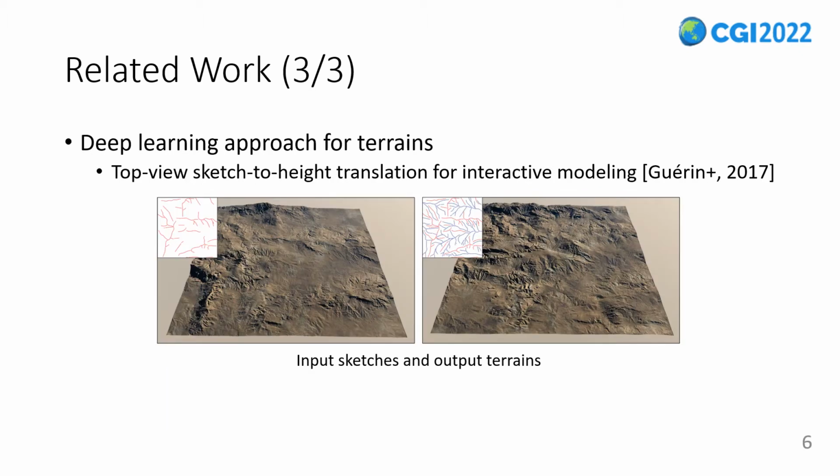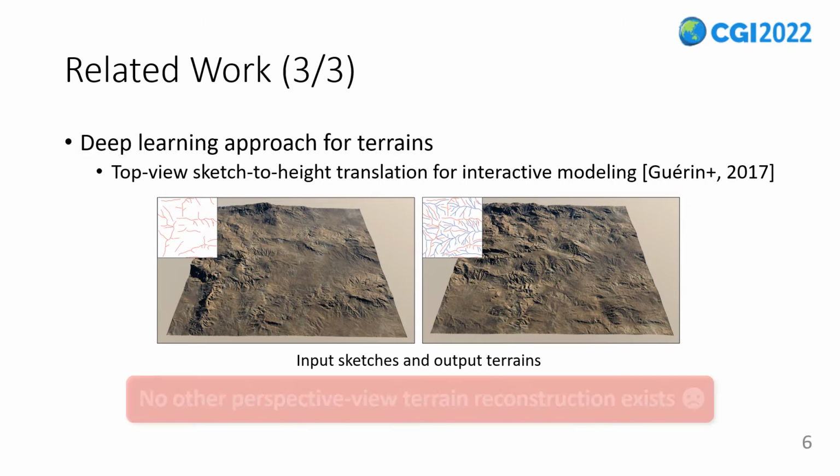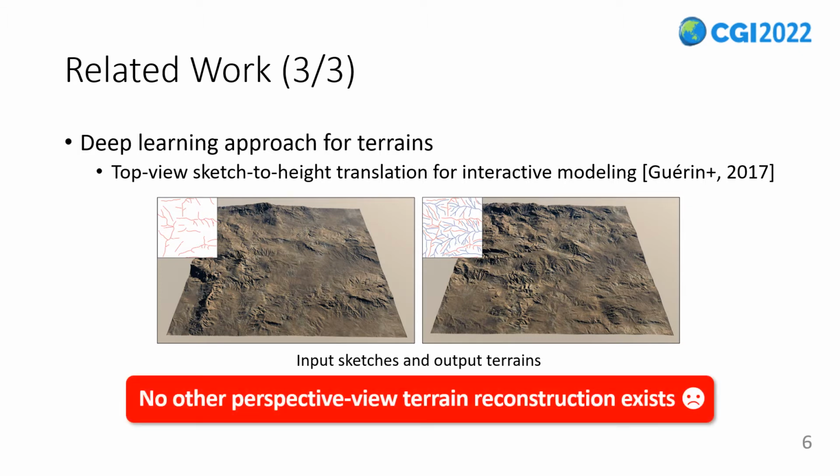Recent terrain-related methods adopt deep learning. For example, image-to-image translation is applied for top-view terrain authoring with sketch input. However, there are no other terrain reconstruction methods from perspective views.